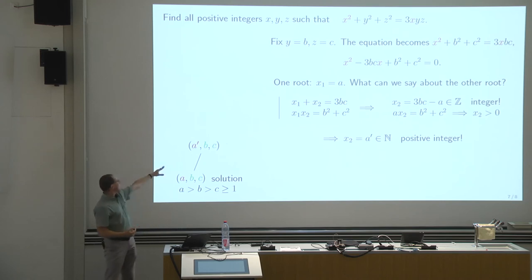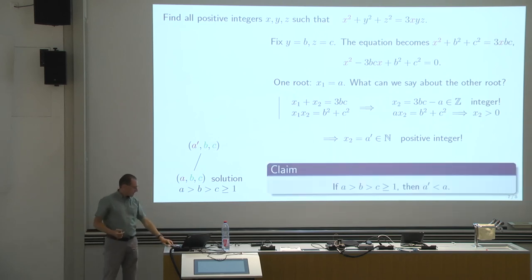So why don't I order A prime, B and C and do the same thing? I claim that A prime is less than A. That was your claim before. Remember, you said that if you fix the middle and third components and then you switch to the other root, you get a smaller root. Remember? This was your claim. Now, we're going to prove it. You're proposing a proof. We'll prove it on the last slide. Let's accept this claim for now. We claim that A prime is less than A.